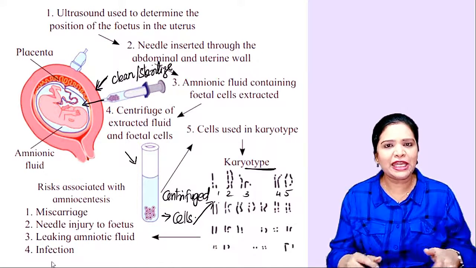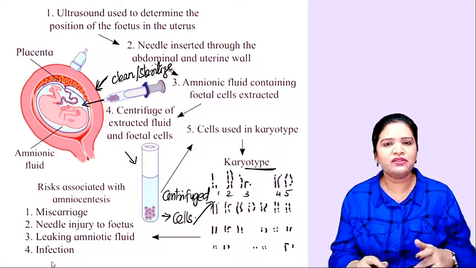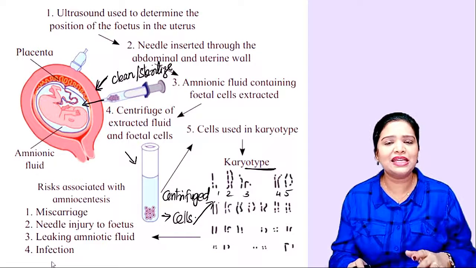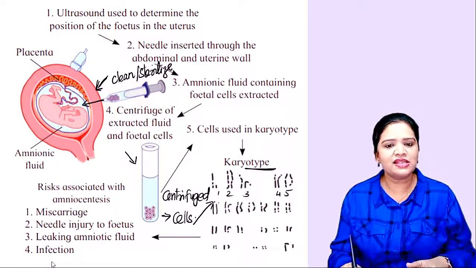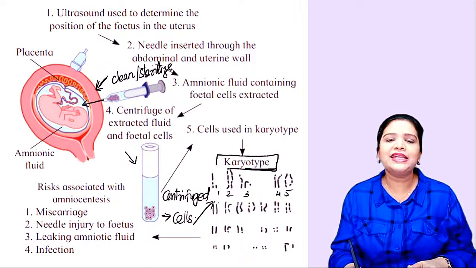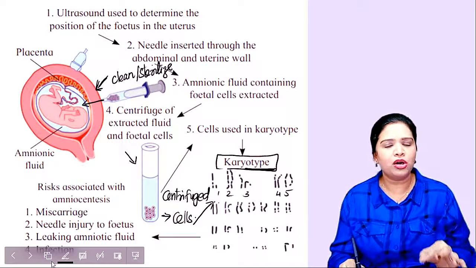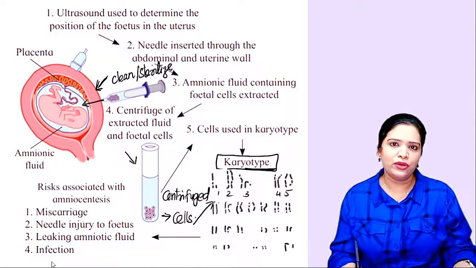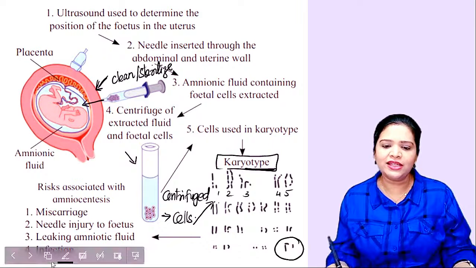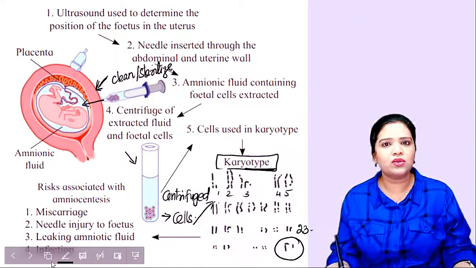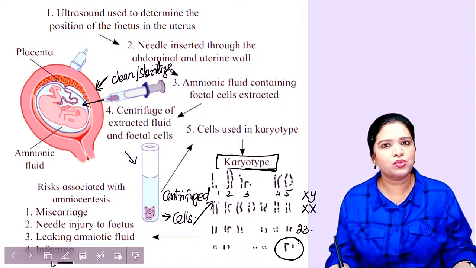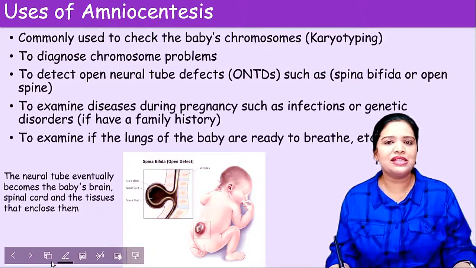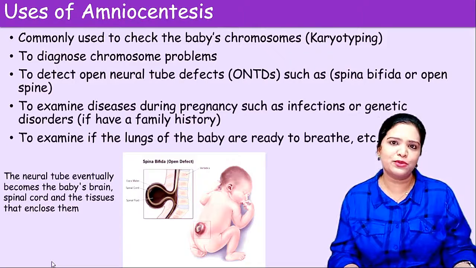If there is any problem, any mutation, any addition, deletion or missing part in the chromosomes, all such things can be detected in this karyotyping. Chromosomal abnormalities can be detected in this karyotyping. Similarly, the 23rd pair of chromosomes is the sex chromosome, right? It determines whether the baby is XX or XY. So the sex of the baby is determined using this amniocentesis procedure.